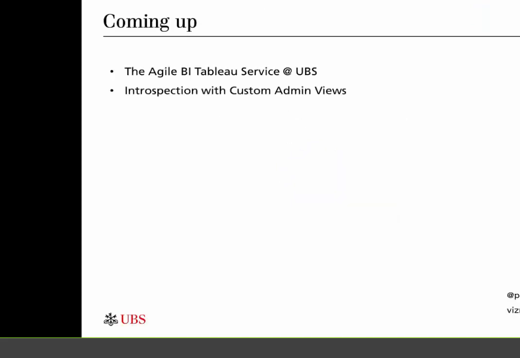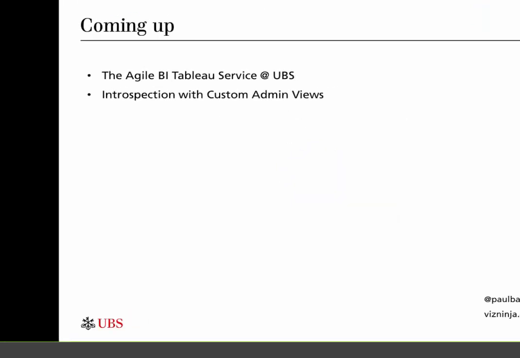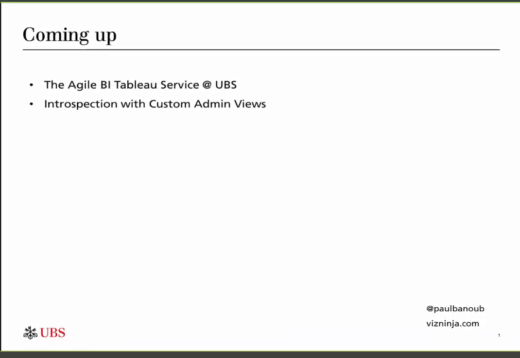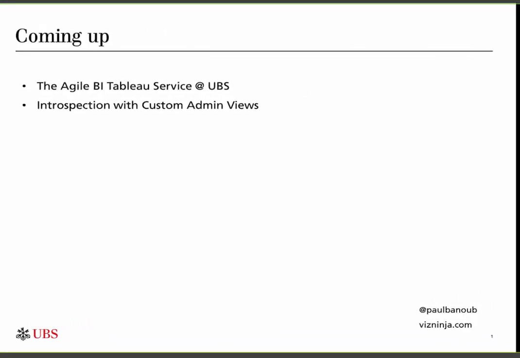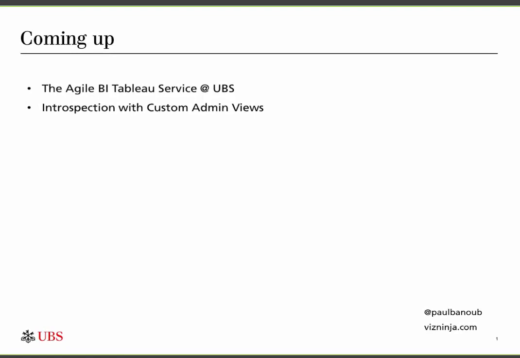So what I'm going to cover, I'm going to buzz over it fairly quickly, as I said. There's two main aspects to what I'm going to talk about. The first one is the implementation of the Agile BI Tableau service at UBS. So it is our center of excellence model that we have constructed around Tableau at the bank. I'll just talk about some of the modules and the aspects that we feel make that great. And then I'm going to talk about introspection with custom admin views. And this borrows very heavily on Mark Jackson's work that he's done.